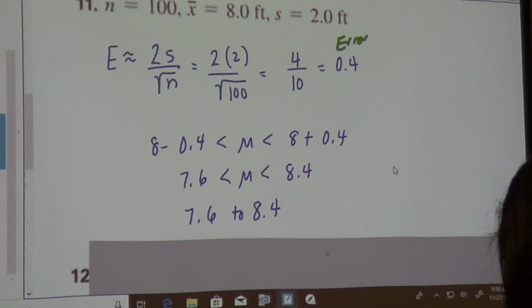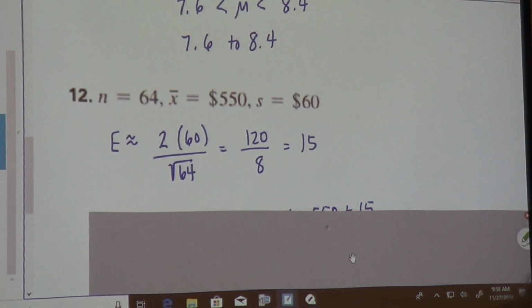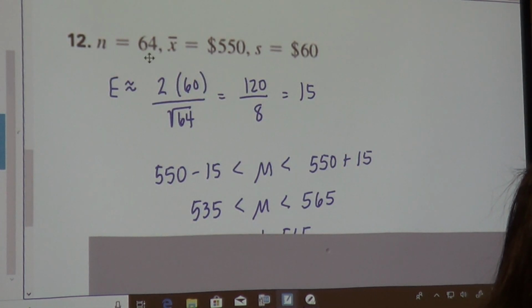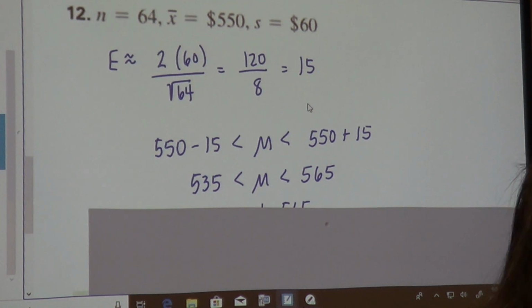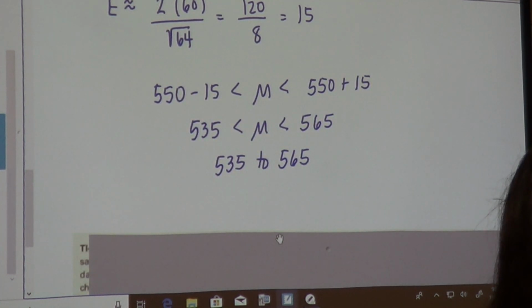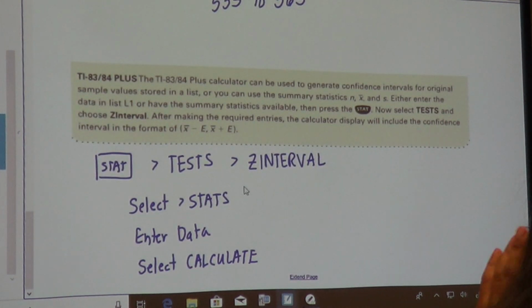Y'all with me? And then I did another one right here. I'll have all of these out here. I did 2 times the standard deviation divided by the square root of the number, which gave me my error. And then the mean plus 15, the mean minus 15. Cool? All right, last thing that we're going to talk about.